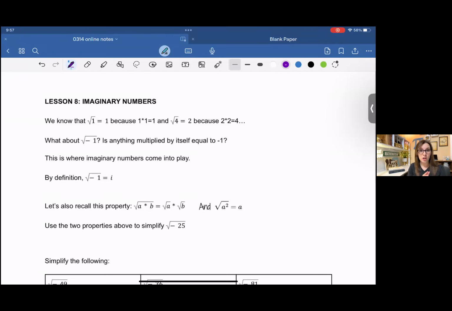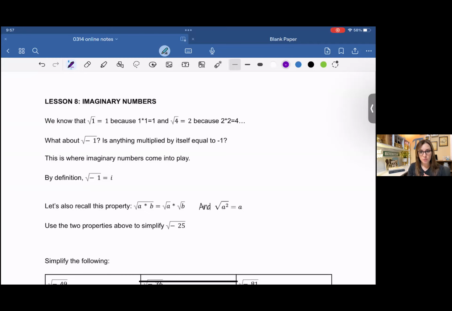So this is where imaginary numbers come into play, which, if you thought math wasn't bad enough, now we have imaginary numbers. No, I'm just kidding. It's really not that bad. It's not as scary as you think. By definition, the square root of -1 is i, a lowercase, cursive, italic i. And that way we can simplify these radicals. We can break these radicals down with this definition.